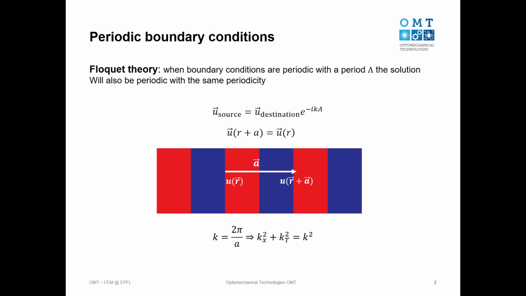So here, if we combine these 2 equations, this criterion should be satisfied: e to the minus i k gamma, or here, for example, k a, should be 2 pi, because this is going to be equal from this side to the other side if we move by a. So this will give us that k should be 2 pi over a. And here I put this complementary equation.